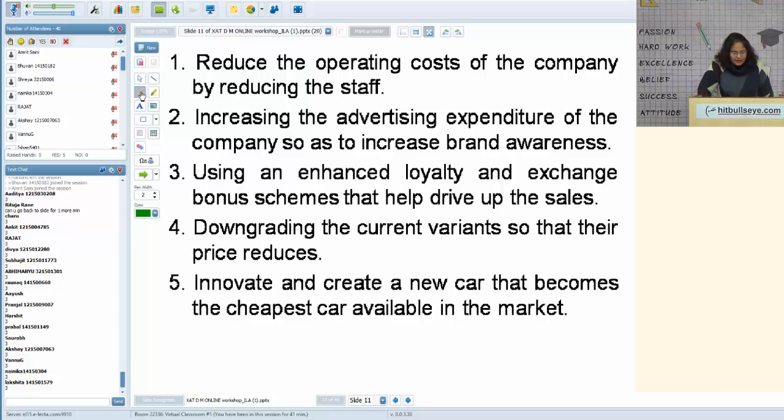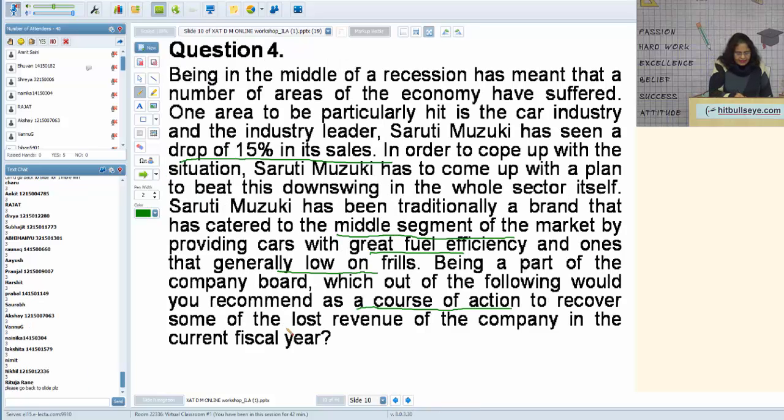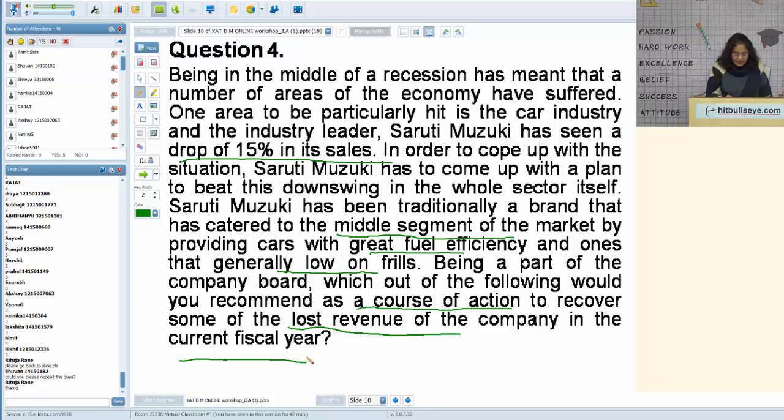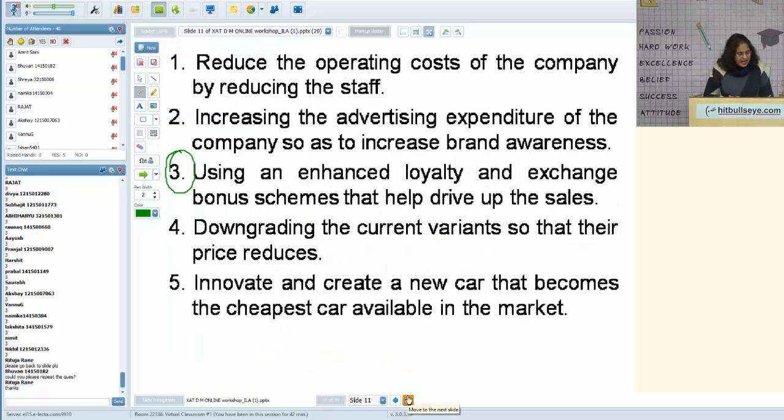Okay, so yes, good. We have the answers coming in for this one. Yes, guys, using enhanced loyalty and exchange bonus schemes helps drive up the sales, because very importantly, this is a short term, it is the near future. In the current fiscal year, we have to bring back the lost revenue, and as it is already low on frills, we can't be doing any downgrading. So definitely third is the answer.